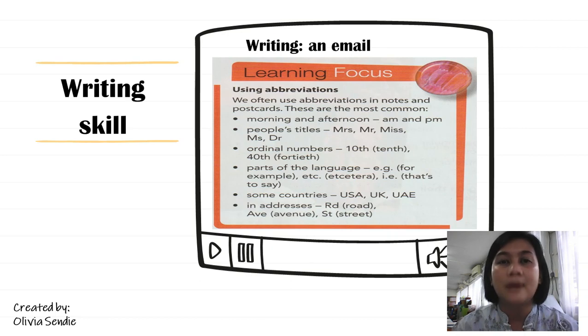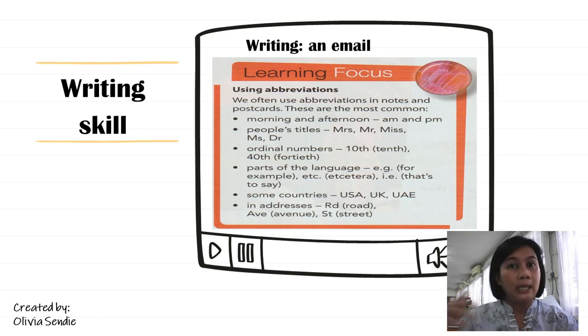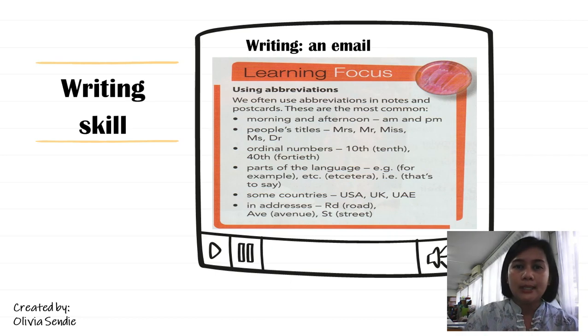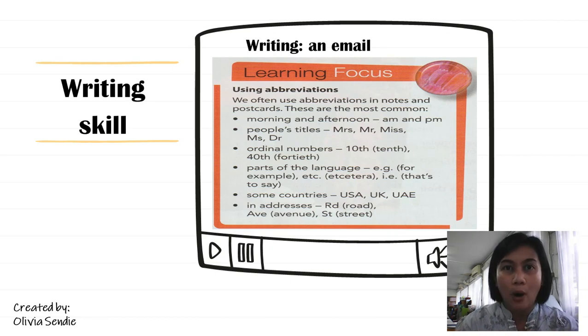etc. means many more. Okay? And then i.e., that's to say. I think we use this, the list. We always use e.g. and we always use etc., but we seldom use i.e. Yeah? And some countries, USA stands for, correct, United States of America. UK, correct as well, United Kingdom. What about UAE?